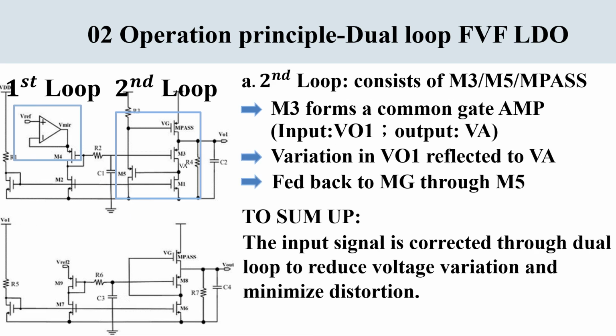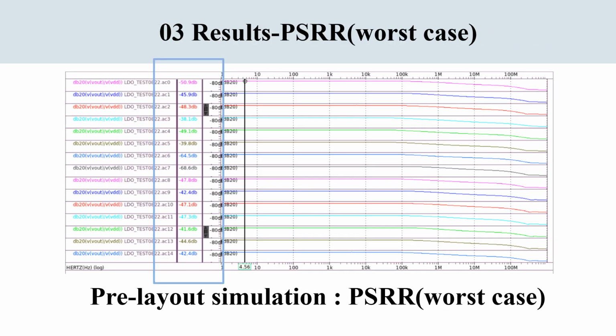For the second loop, it consists of M3, M5, and M-pass. M3 forms a common gate amplifier. According to the common gate amplifier, the input would be at the source terminal, which is VO1, and the output would be at the drain terminal, which is VA. Hence, the variation in VO1 would be reflected to VA, and it would be fed back to MG through M5. To sum up, the input signal is corrected through the dual loop to reduce voltage variation and minimize distortion.